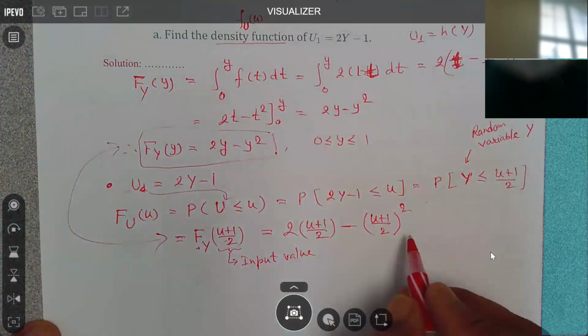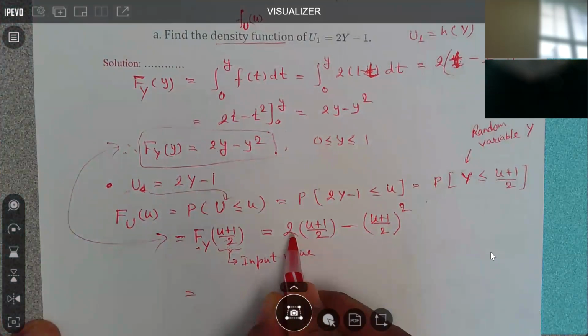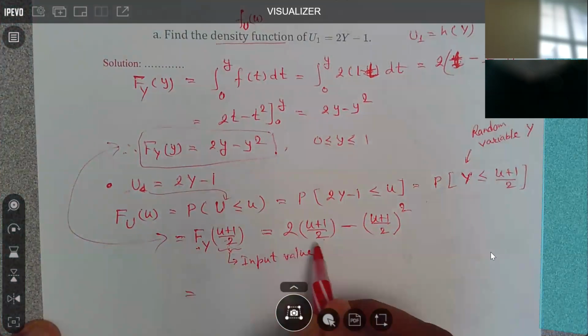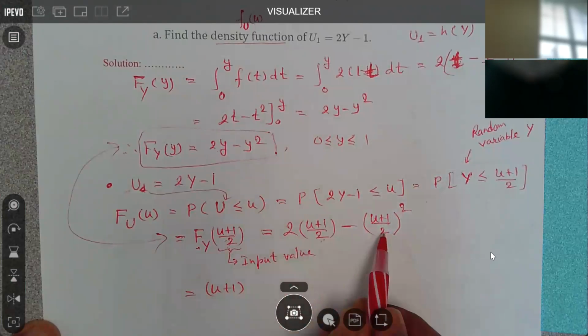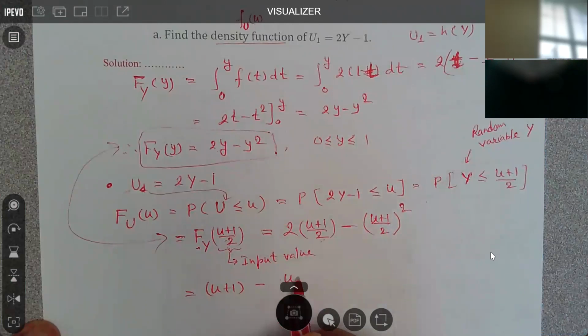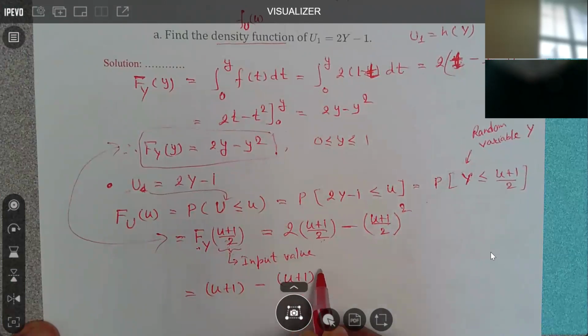Now this is equal to, the 2 will cancel, so it equals u plus 1, and you have 4 here. This is equal to minus (u plus 1) whole squared divided by 4.